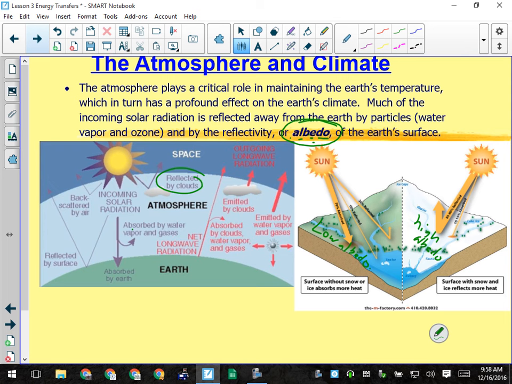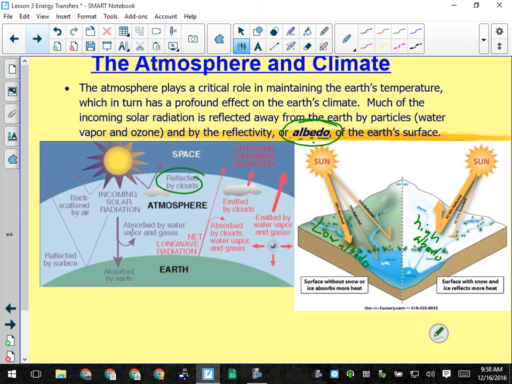What else could we do? If I want to keep warm and it's dark outside, what color should I wear? If I want to keep warm and it's light outside, I want to wear black because black will absorb a lot of light. But if it's cold outside and there's no light, it's dark, it's nighttime, what color do I want to wear? White. I want to reflect my own heat back on me.